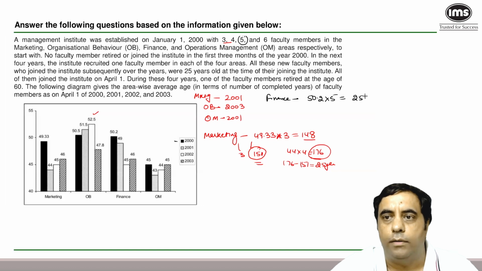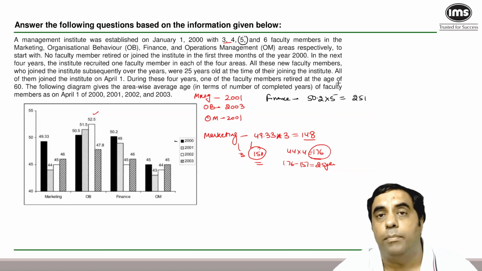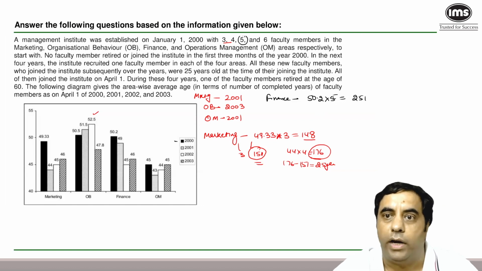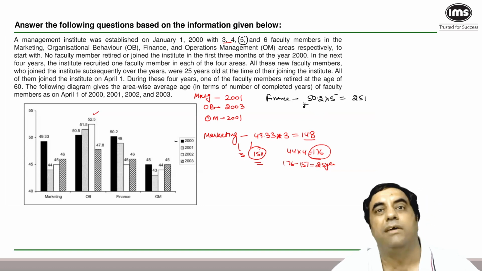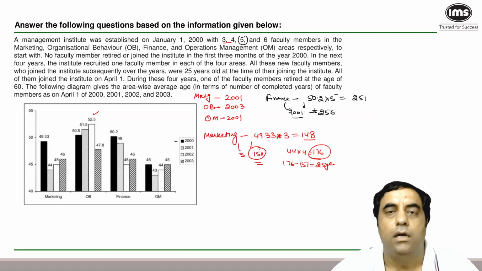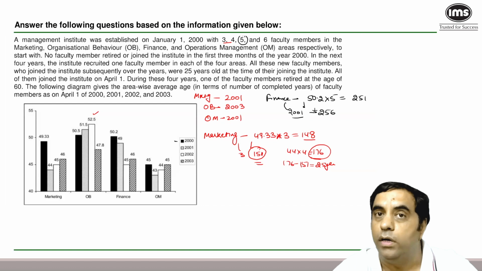That is nothing but 251. Now, had the person not retired nor joined, so these 5 people, the sum would increase by 5 because everyone's age will increase by 1. So therefore, the sum in the next year, that is in 2001, for finance would have been nothing but 256 for these 5 people only.